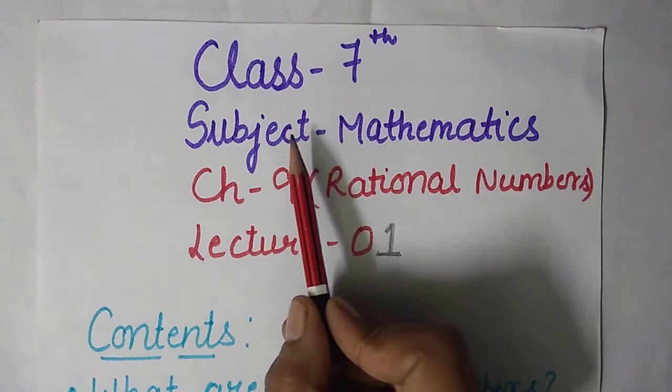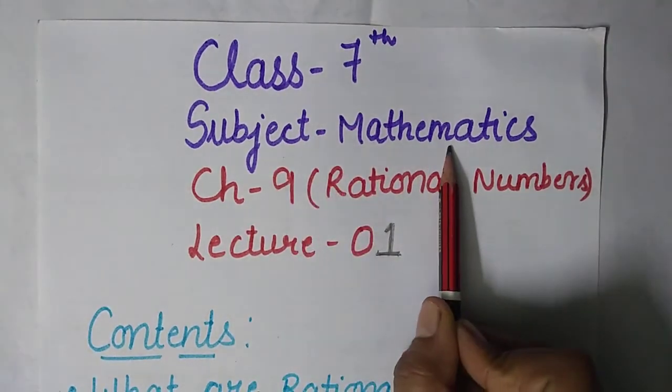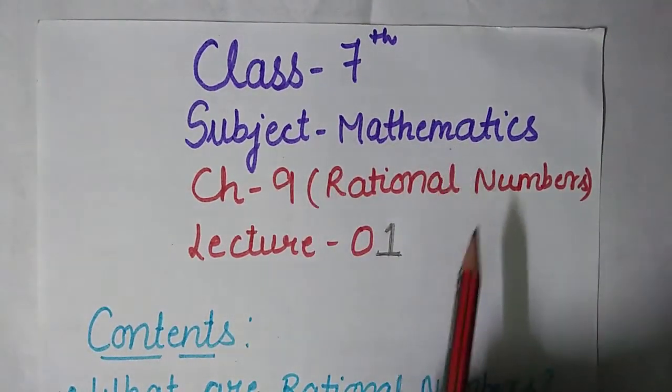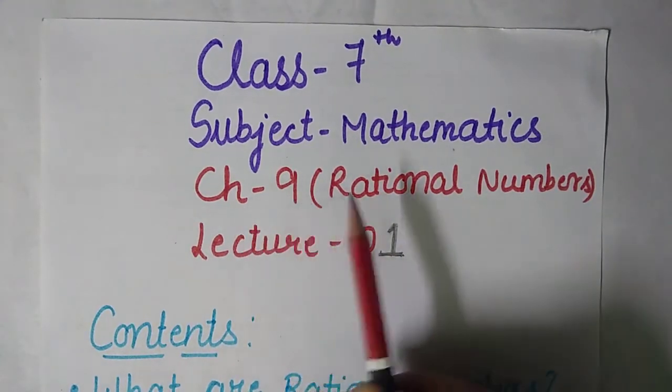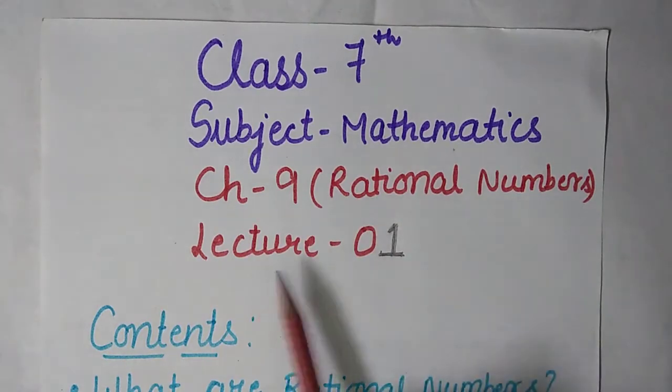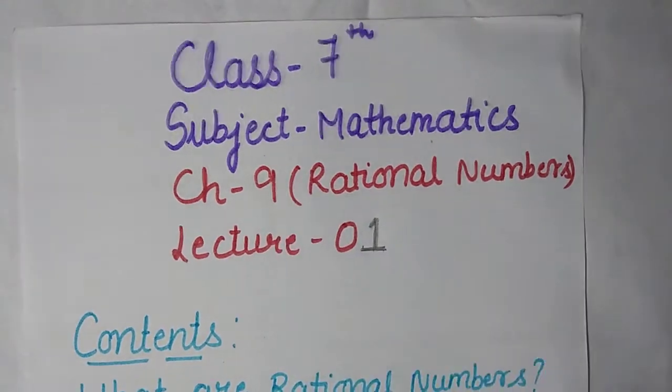This video is for the students of class 7, subject mathematics, and from this lecture we are going to start with our new chapter, that is chapter number 9, rational numbers. So this is lecture number 1 for chapter 9, rational numbers.